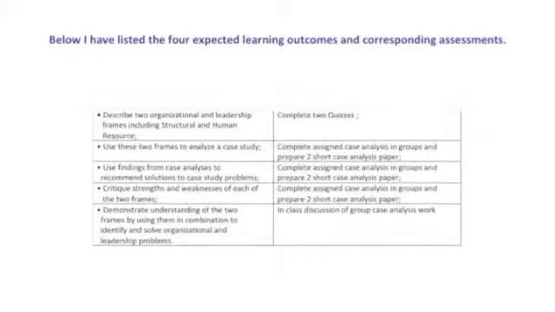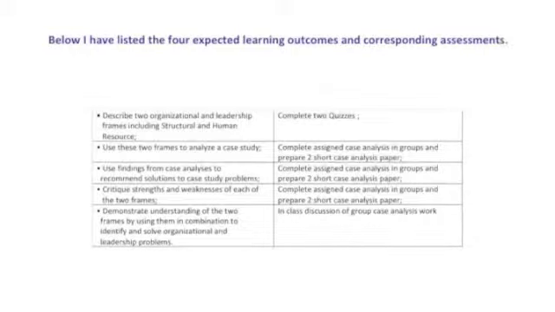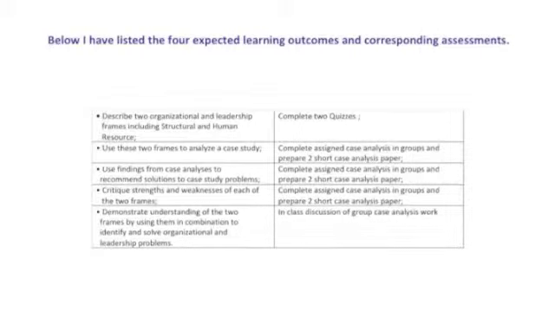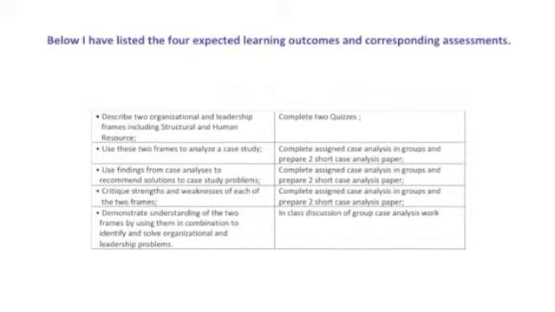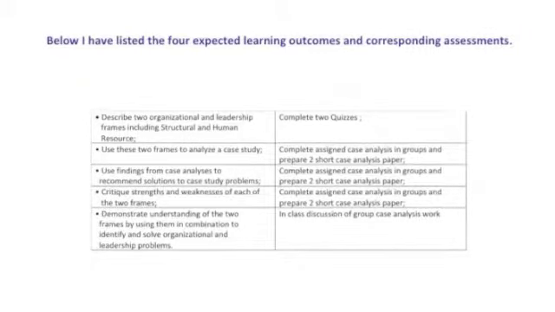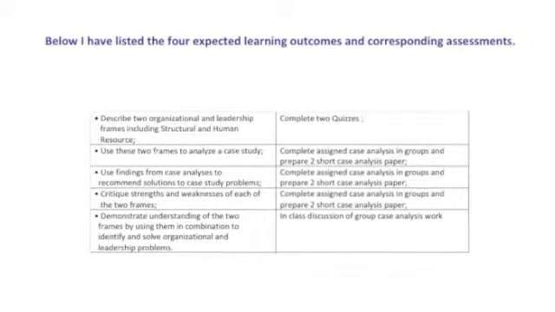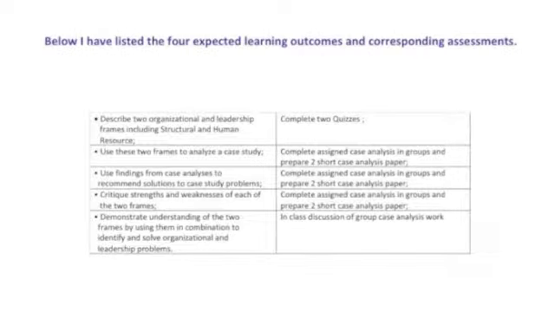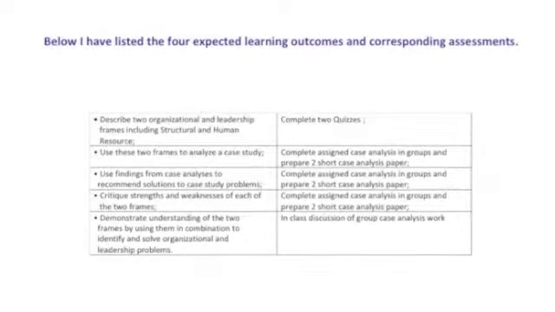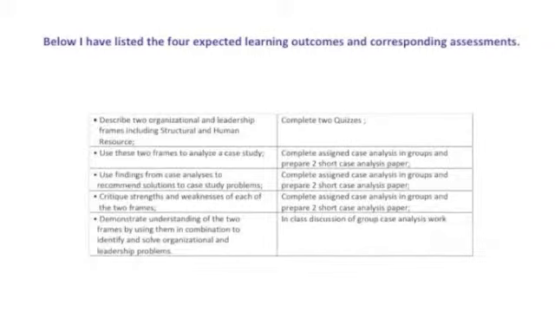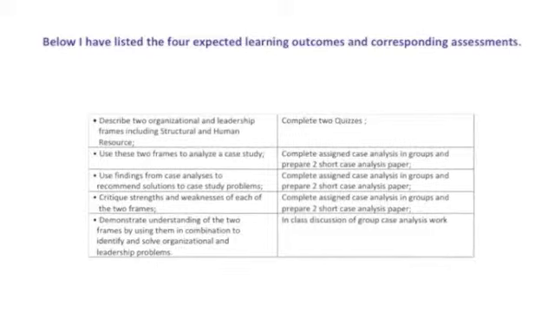I've prepared a set of major course objectives for you to review. Below, I have listed the 4 expected learning outcomes and corresponding assignments. First, describe 2 organizational and leadership theoretical frames, including structural and human resource. Second, use these frames to analyze case studies. Third, use findings from the case analyses to recommend solutions to case study problems. And finally, critique the strengths and weaknesses of each of the 2 frames that you used, the structural and the human resource.